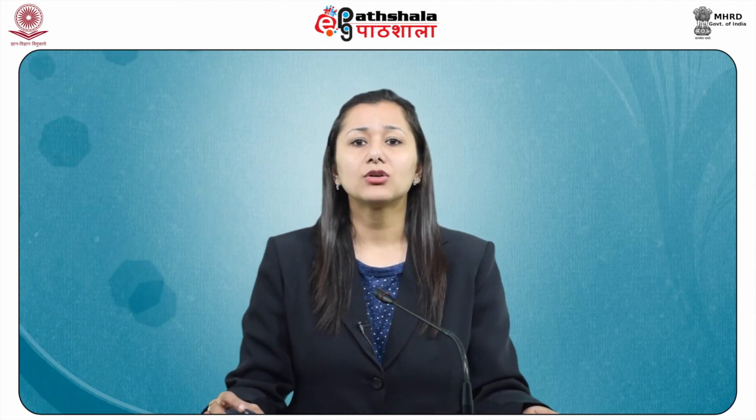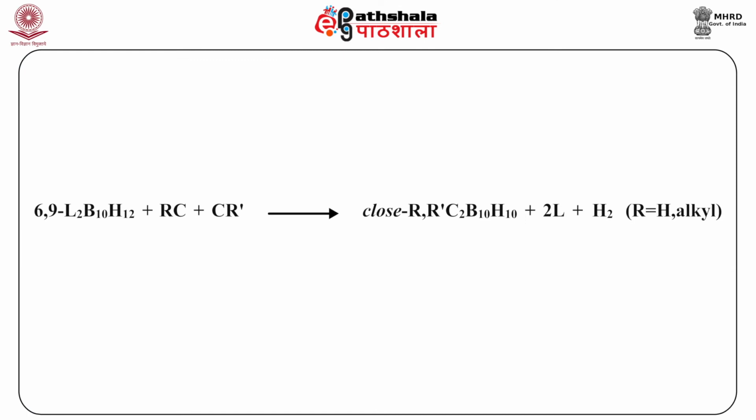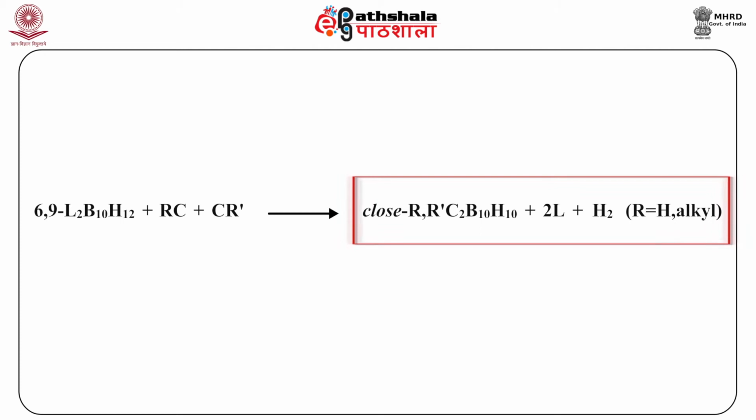The closo-carboranes of composition R2C2B10H10 are synthesized from the reactions of 6,9-L2-B10H12 derivatives of decaborane, where L is a Lewis base, with alkynes in organic solvents. It is shown in the reaction: 6,9-L2-B10H12 plus an alkyne gives closo-RR'C2B10H10 plus 2L plus H2, where R can be hydrogen or an alkyl group.